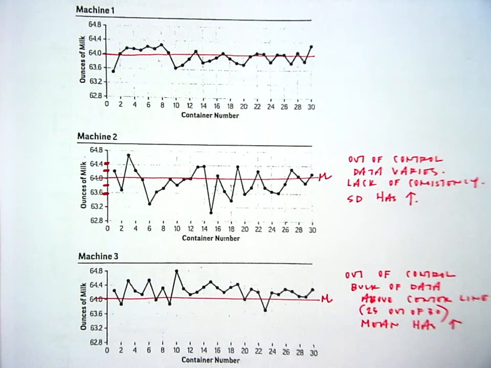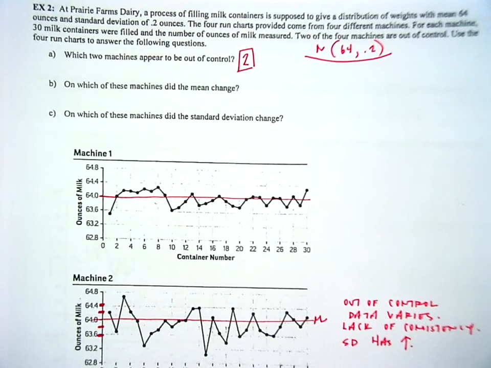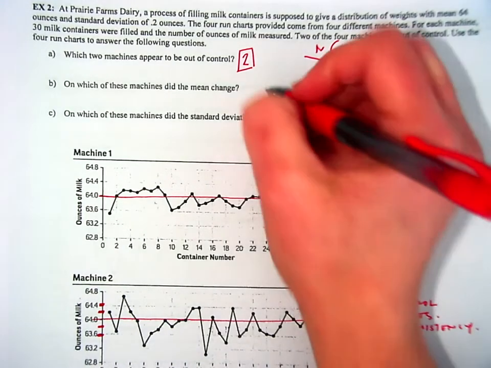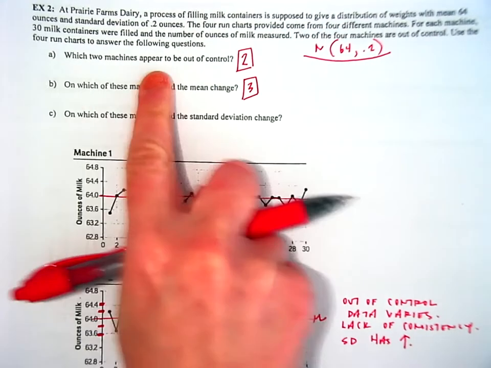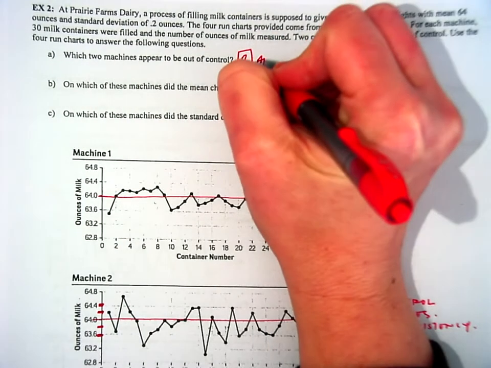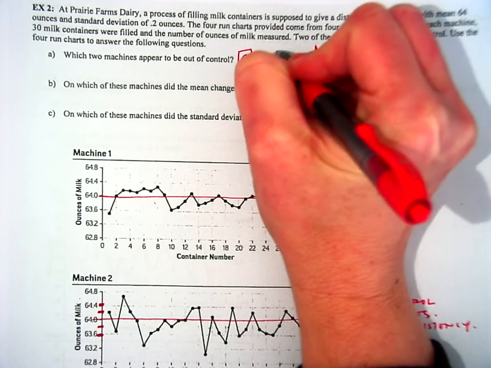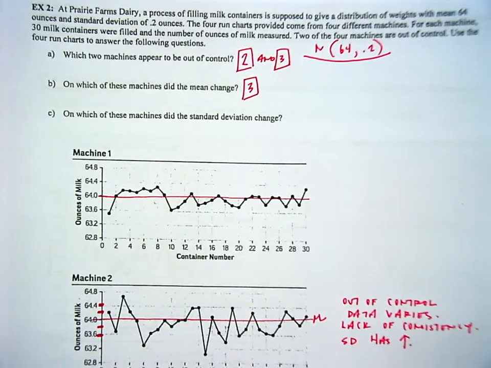All right, so again, I have 2 more questions to answer. On which of these machines did the mean change? Right, we're saying 3. Oh, for A, we said 2 and 3. This one has 2 answers. Sorry, let me go back to that. Okay, so the machines that appear to be out of control are machine 2 and 3, for the reasons that we just went over. All right, for B, on which of these machines did the mean change?